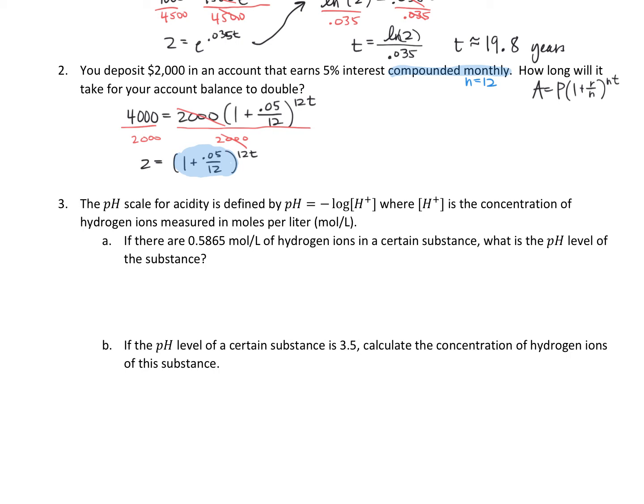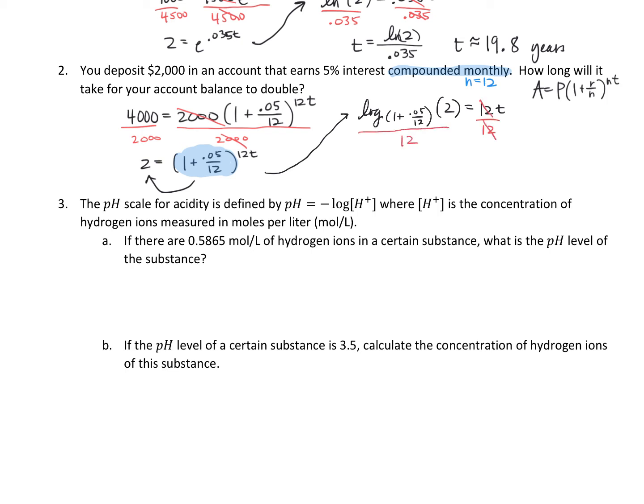So I'm going to have log base 1 plus 0.05 over 12, whatever that number is. It's like 1.004166666, etc. So in order to keep me from rounding, I'm going to put that whole expression there as the base, of 2 is equal to 12t. And then to solve for t, I'm just going to divide by 12.